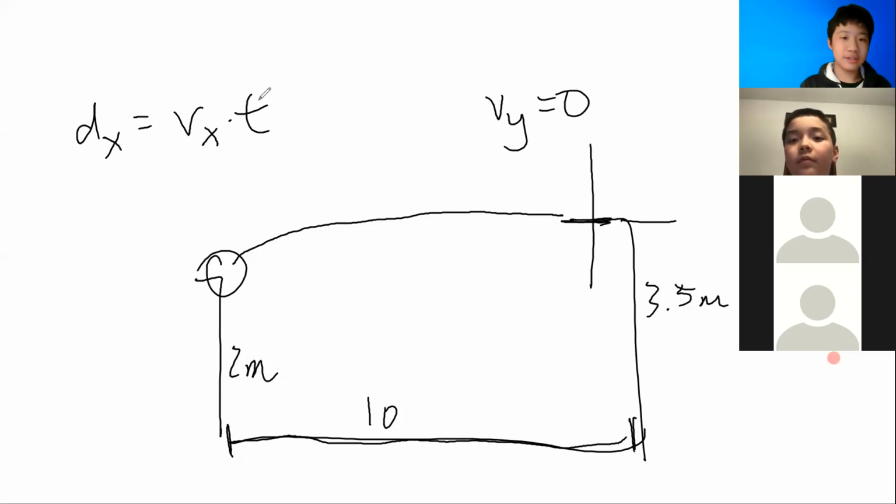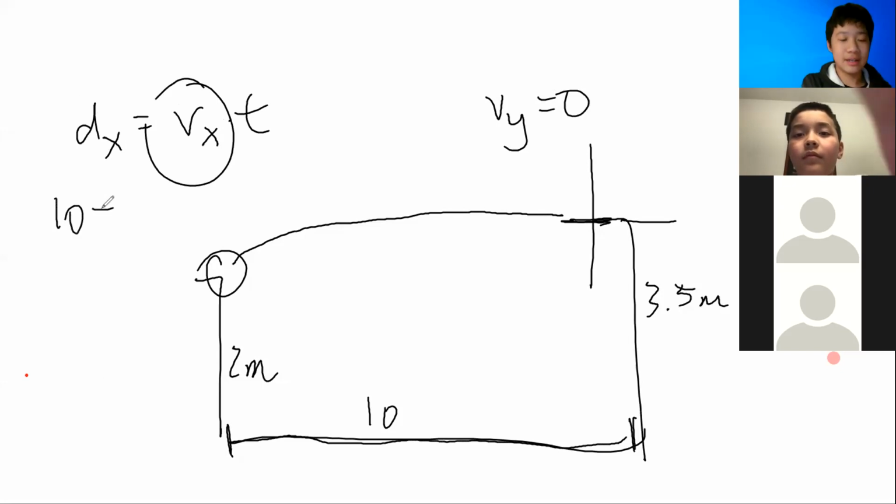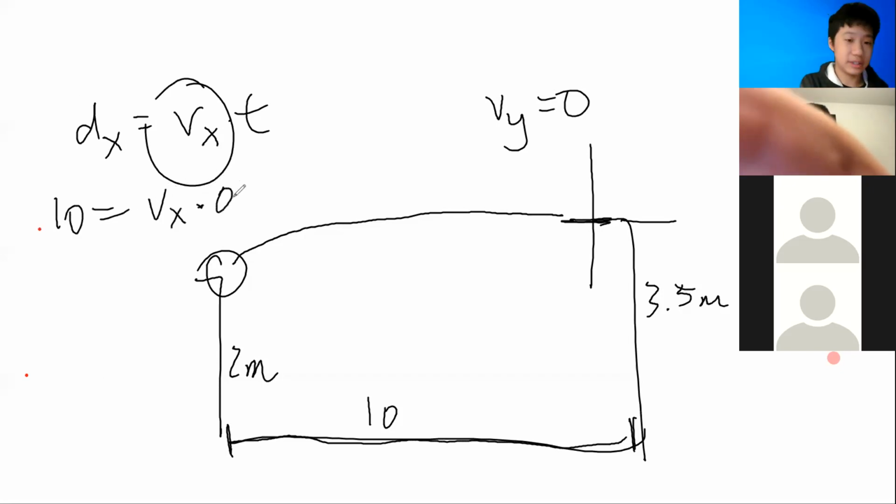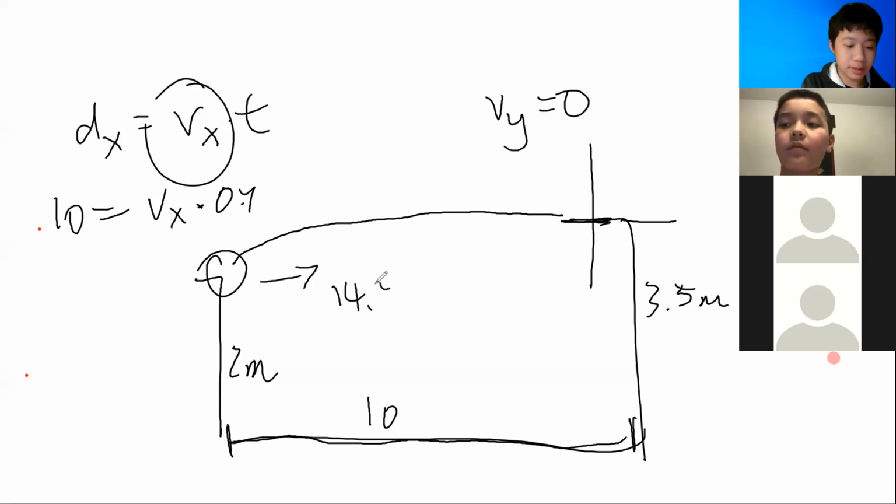So basically, using the time, which is 0.7 seconds, we can find out what vx is. So dx is 10. That equals vx times time, which is 0.7. And then if we solve for the horizontal velocity, it's going to be 14.29. Okay, and then you see here the net vertical displacement.